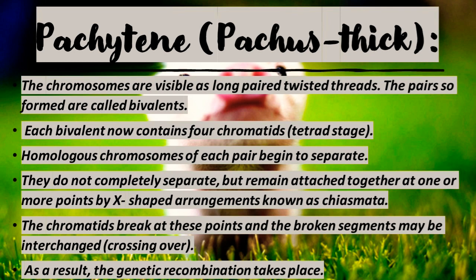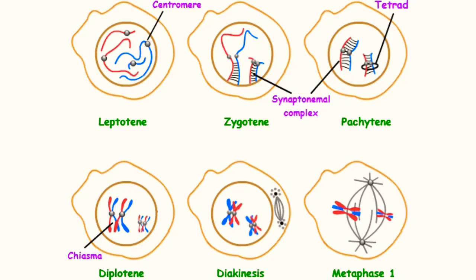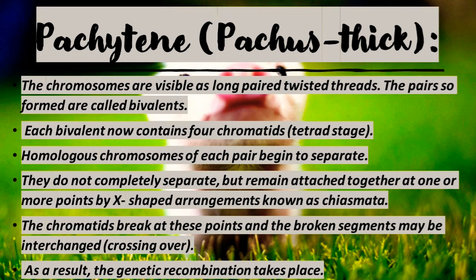Then pachytene. Pachytene is also a little longer stage. The chromosomes are visible as long paired twisted threads. The pairs so formed are called bivalents. What do you mean by bivalents? The pairs formed between the chromosomes are called bivalents. Each bivalent now contains 4 chromatids. This stage is called a tetrad stage. What do you mean by tetrad stage? Each bivalent contains 4 chromatids.